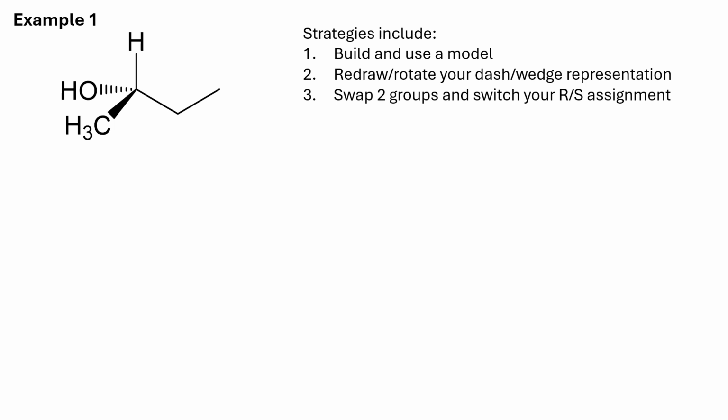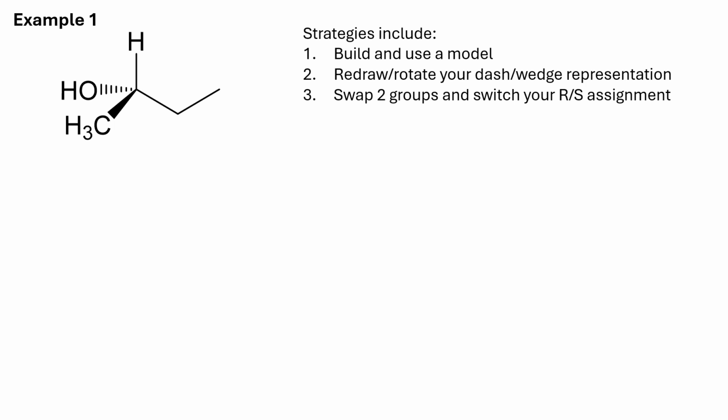Instead, I'm going to do strategies 2 and 3, both with this molecule. We're going to get the same answer. If this molecule is R, both strategies should give me R. If this molecule is S, both strategies should give me S. And then what you could do is build the model and prove to yourself that it is R or S. You can do that first strategy, building and using a model, on your own. I'm going to do strategies 2 and 3 here, and I should get the same answer.